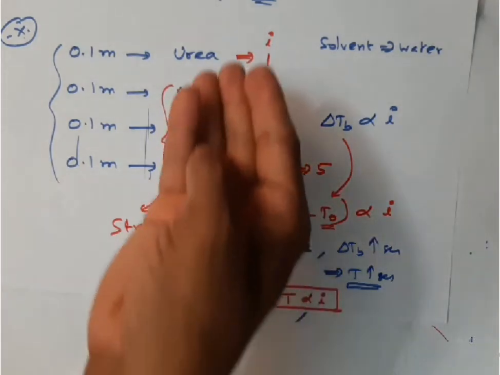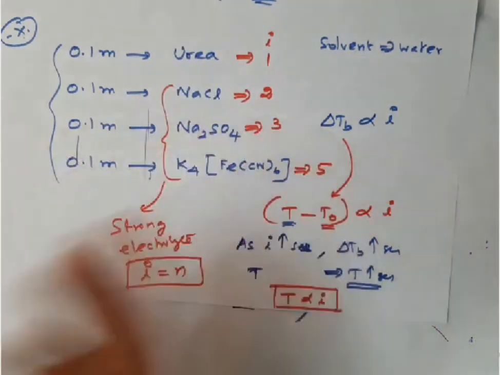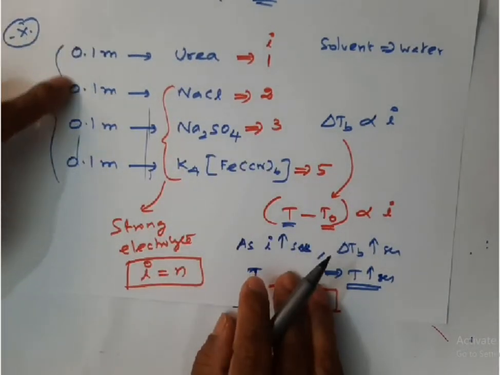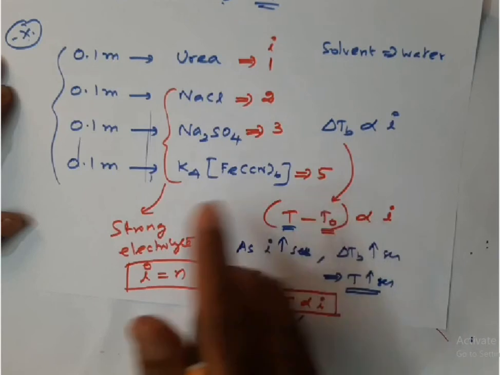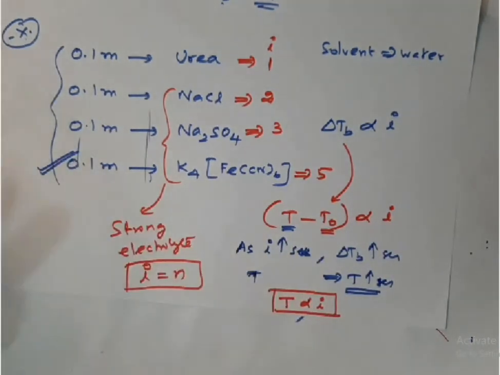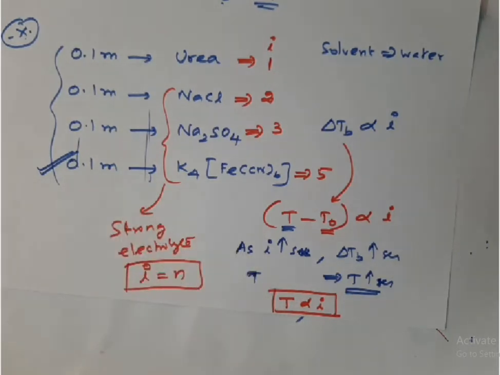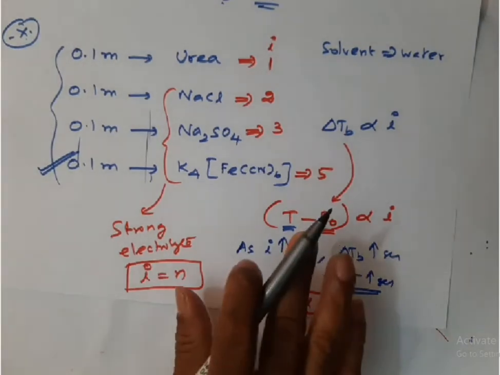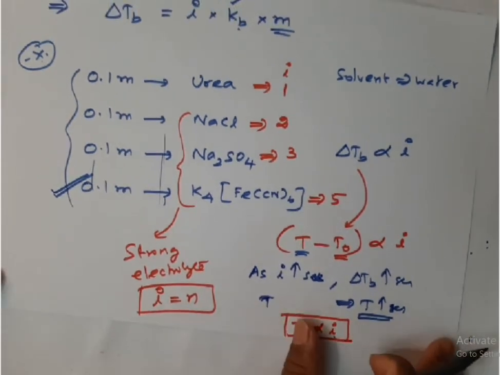Usually they'll give 4 or 5 electrolytes and ask you to find out which solution has the highest boiling point. Among the 4, although the molalities of these solutions are the same, the number of particles is more in this case, so boiling point is highest for this solution because number of particles produced is more. You know very well, as i increases, boiling point will increase. Keep this information in mind, very, very important, and specifically important for competitive examinations.